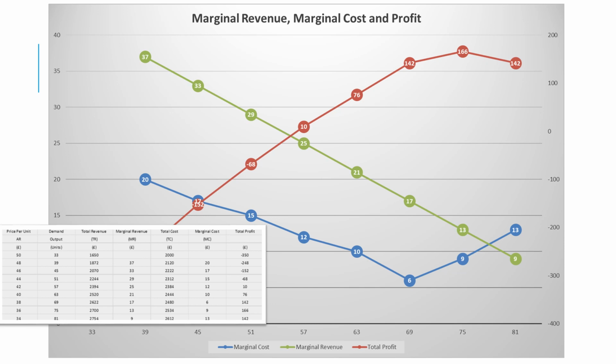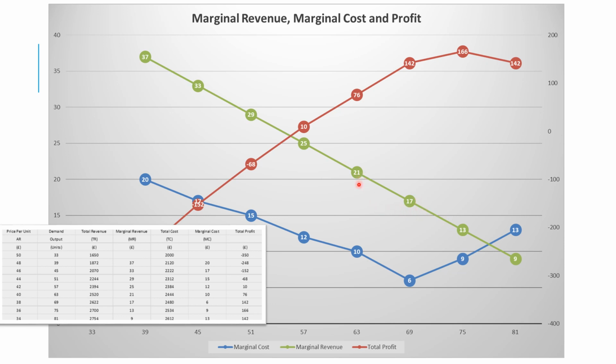So what we do is we look at the relationship between marginal revenue, marginal cost, and profit. Here on the right-hand axis, we have the profit plotted, and we can see the profit going from a loss to positive, and then there's our maximum profit of 166. Can we look at the relationship between the maximum profit and what's happening with the marginal revenue and the marginal cost?